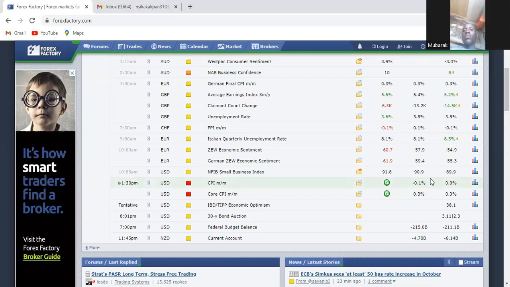Okay, this is exactly 3:30. So we'll keep reloading this until the result of the news is released. Now you can see actual is the same as forecast, but it's higher than previous. That's on CPI. Core CPI is higher than previous and forecast.